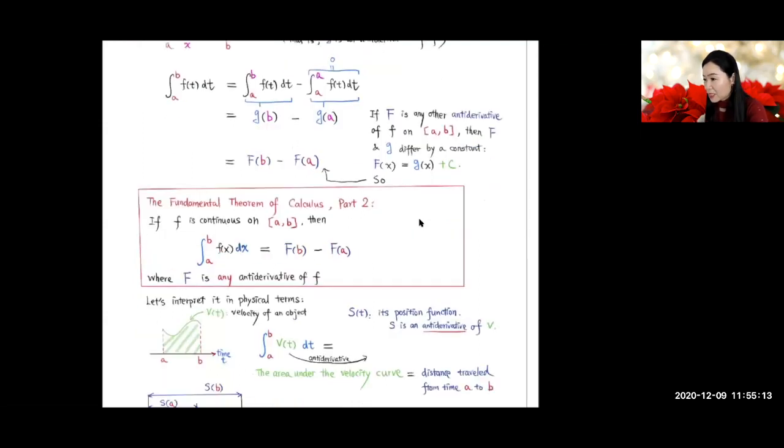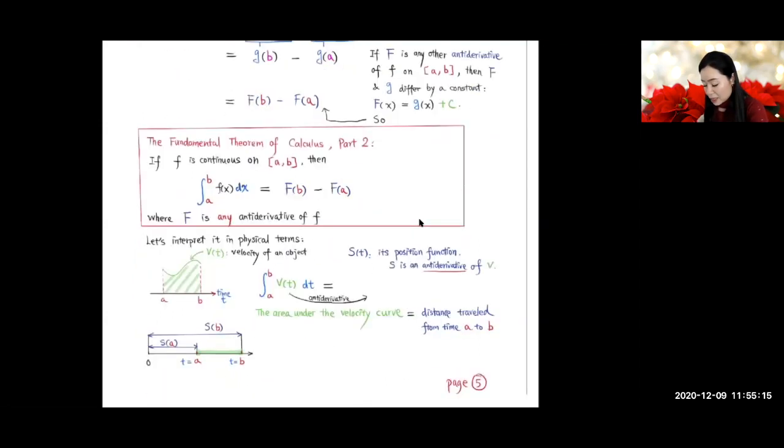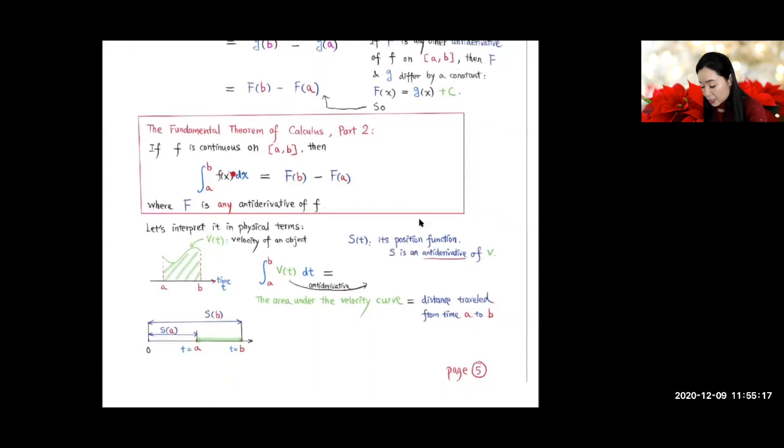So what does it say? It says that if this function is continuous on a to b, when you integrate this function from a to b, you just need to find an antiderivative of this small f function. Let's call that big F. And then evaluate at the upper limit b, subtracting this big F evaluated at the lower limit a.